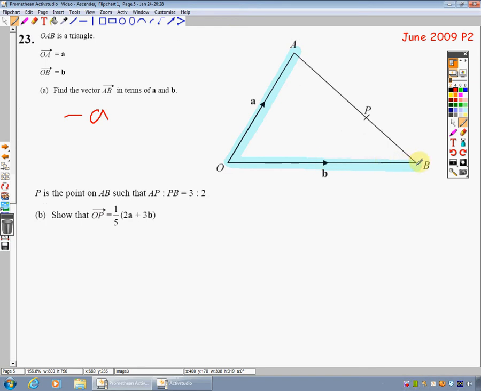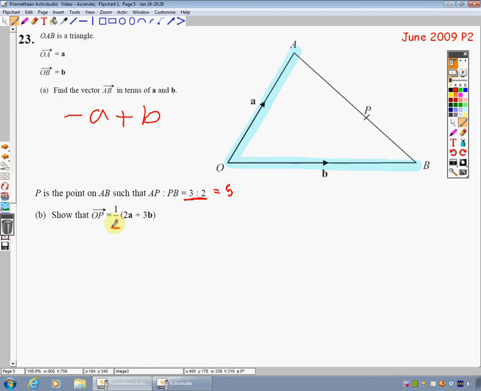And then we've got some awkwardness happening here. We're having ratios and stuff, and we're like, oh my gosh, what's happening with ratios? P is the point on AB such that AP to PB is in a ratio 3 to 2. I.e., in total here there's 5 parts. It's 3 parts and 2 parts, which means this is 3 parts long, that's 2 parts long. So we have to start thinking about fifths in total, and there you go, fifths is popping up already. Show that OP is 1/5 of 2A plus 3B.